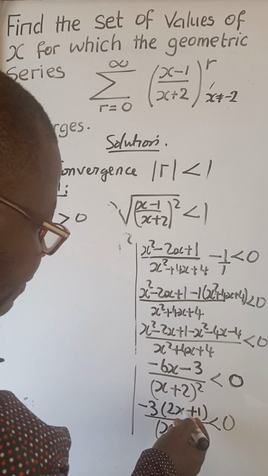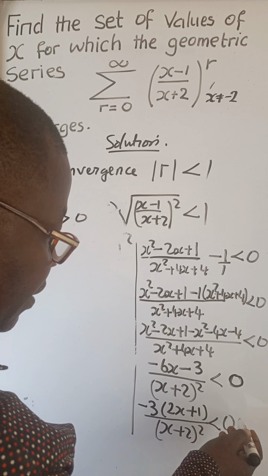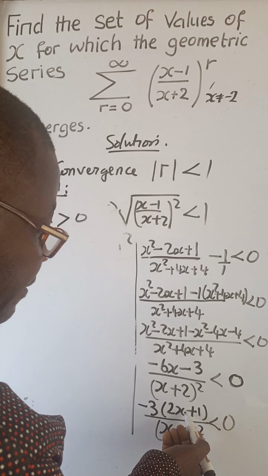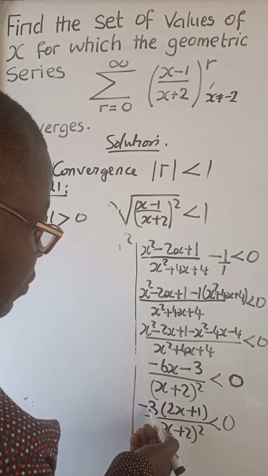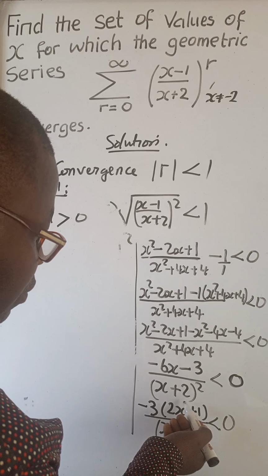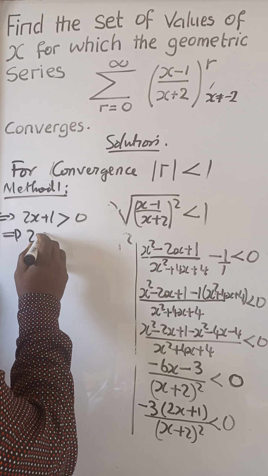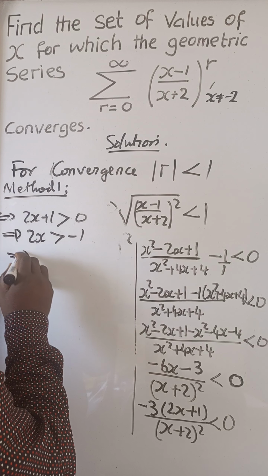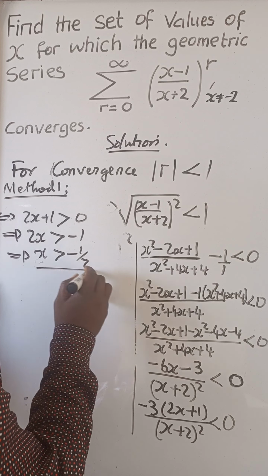What am I saying? Positive. Because this one is already negative, which will bring in the less than 0, the negative. We can't have negative multiplied by negative to give us negative. So this one has to be positive, greater than 0. That will simply mean that 2x is greater than negative 1, which therefore means that x should be greater than negative half.